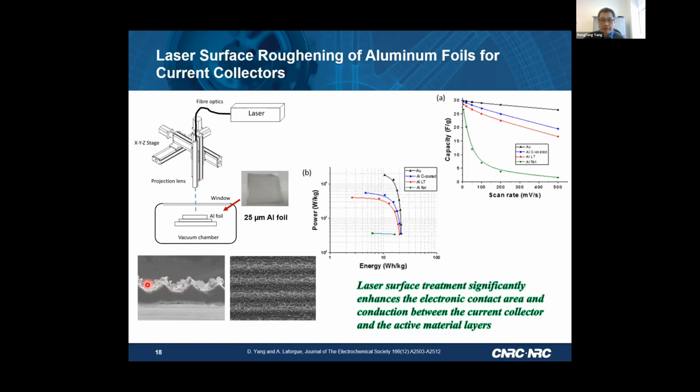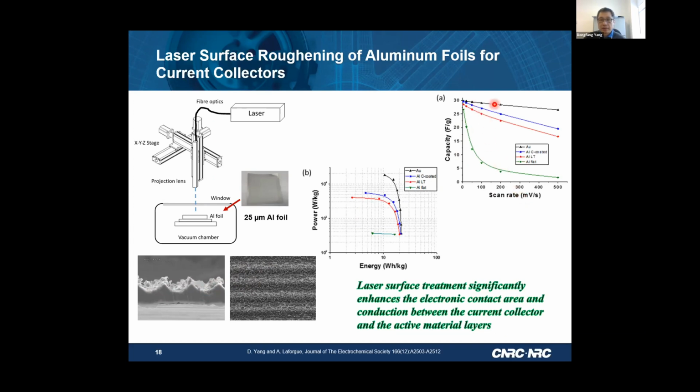And also when you have a rough surface, the electrolyte can very easily go in due to the capillary effect. So by doing this, you can basically block some of the electrolyte from going in here. Then we compare the performance of the untreated aluminum, and you can see the capacitance decreases very quickly when you increase the charge-discharge rate.